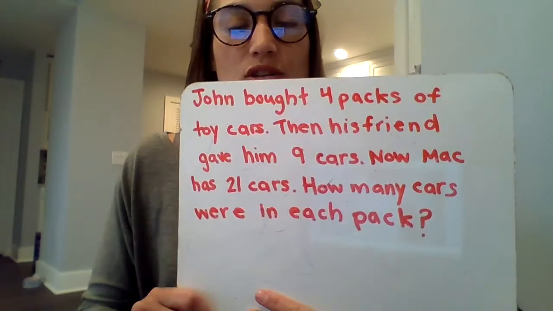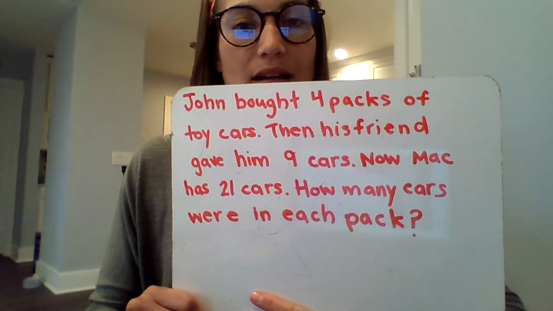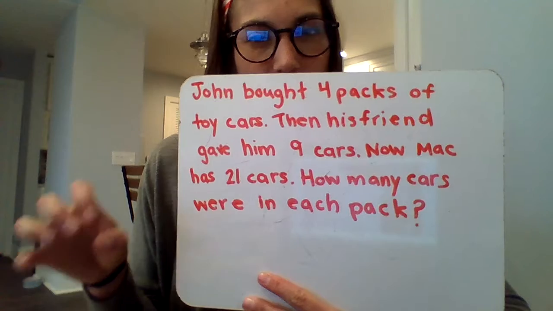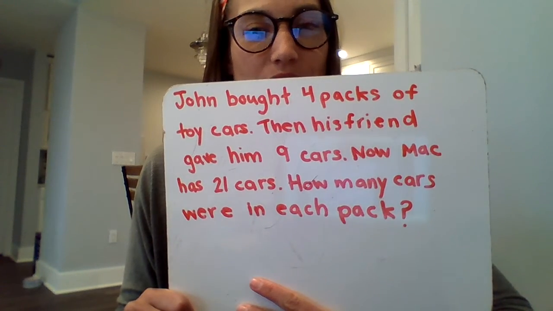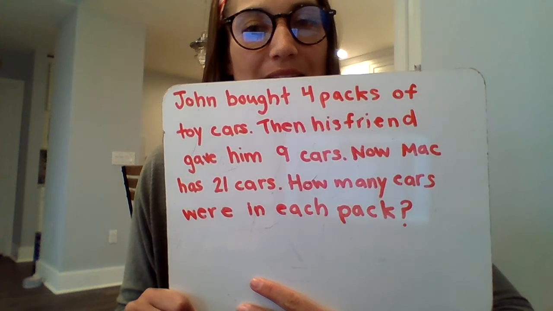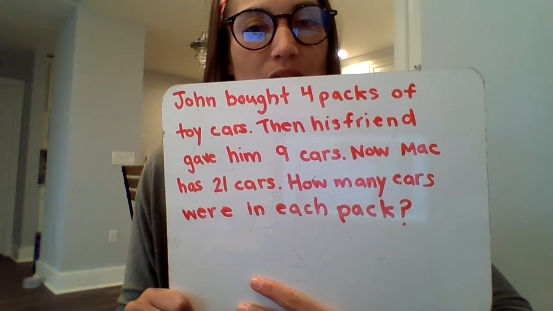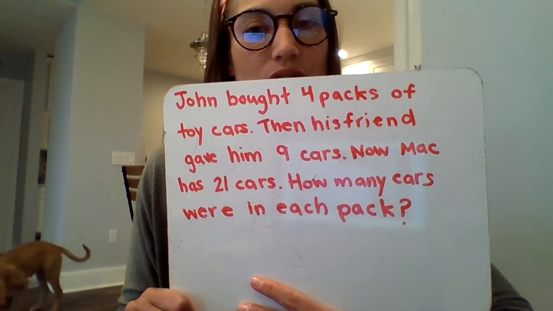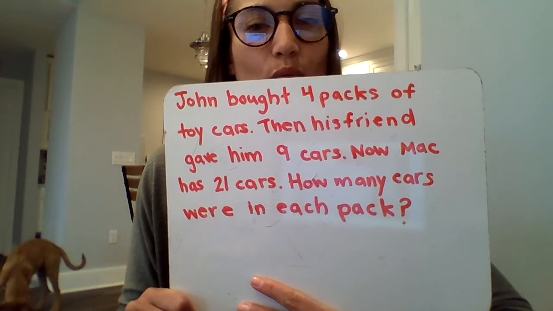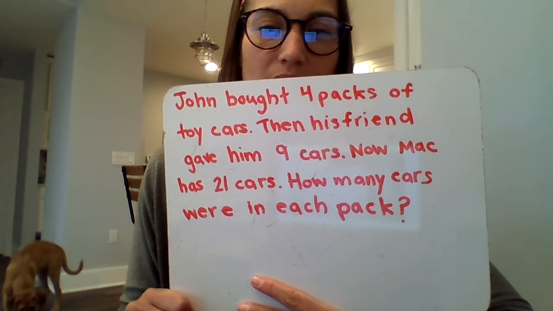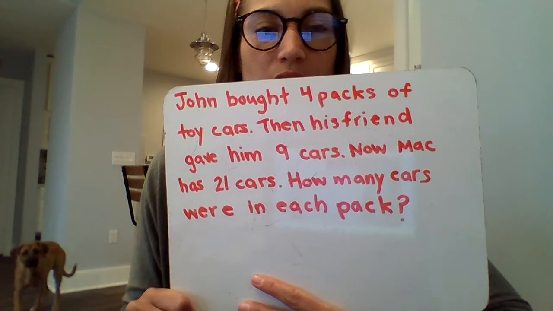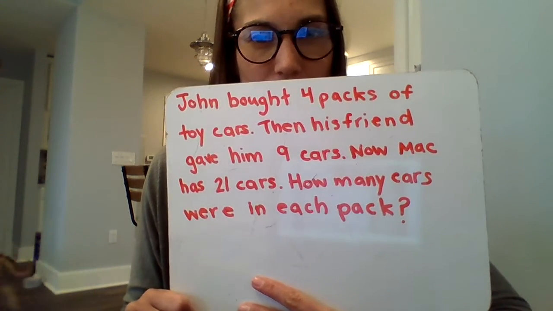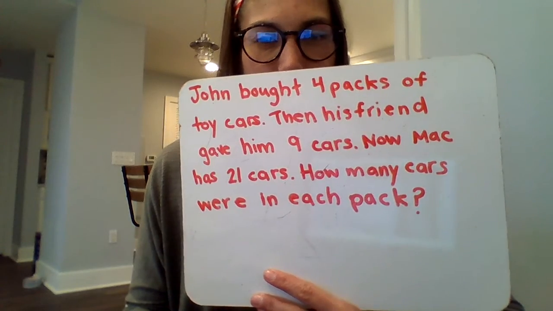So this says, John bought 4 packs of toy cars. Okay, picture that, 4 packs. Then his friend gave him 9 cars. Now Mac has 21 cars. How many cars were in each pack? Okay, let's read it again. We'll pull out the important information together, and then you guys will try and solve.